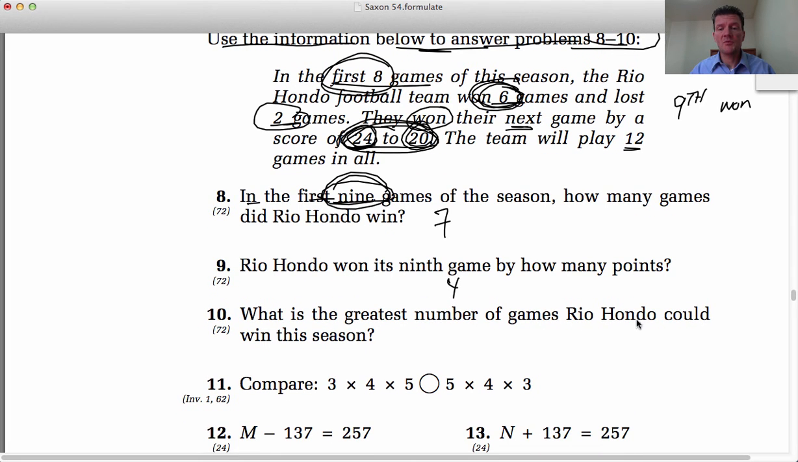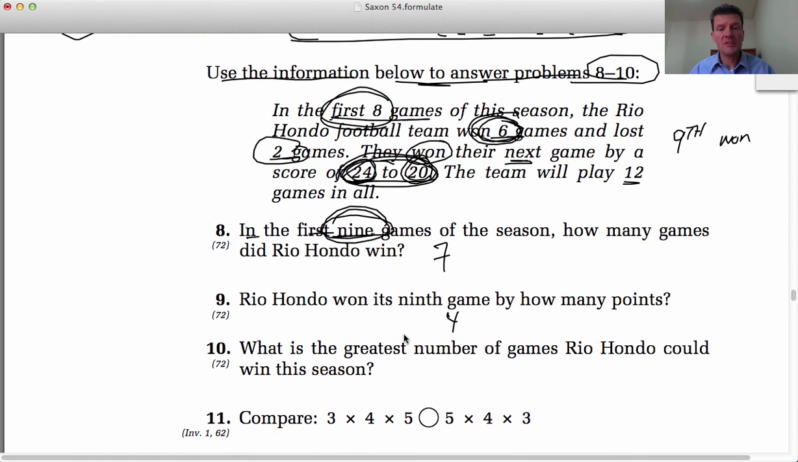What is the greatest number of games Rio Hondo could win this season? Not that they have won, but they could win. Well, after the first 9 games, we already figured out that they have 7 wins. And the team will play 12 games in all, total. They've already played 9, so they have 10, 11, 12. They got 3 more to play. 3 more to play means if they win all 3, they could have a total of the first 7 wins and 3 more. They could have a total of 10 if they won the remaining 3 games.